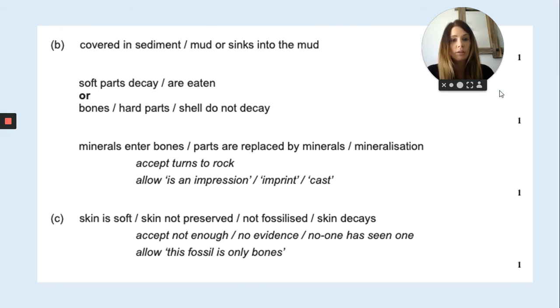Well, it's been covered in the mud or a sediment or something at the bottom. So it's probably died, sunk and got covered at some point with the moving tides and the water, the mud will have covered it. The soft parts of it would have decayed. They could have been eaten away by another animal. But the hard parts don't. So the bones, the teeth, for example, they've not decayed yet.